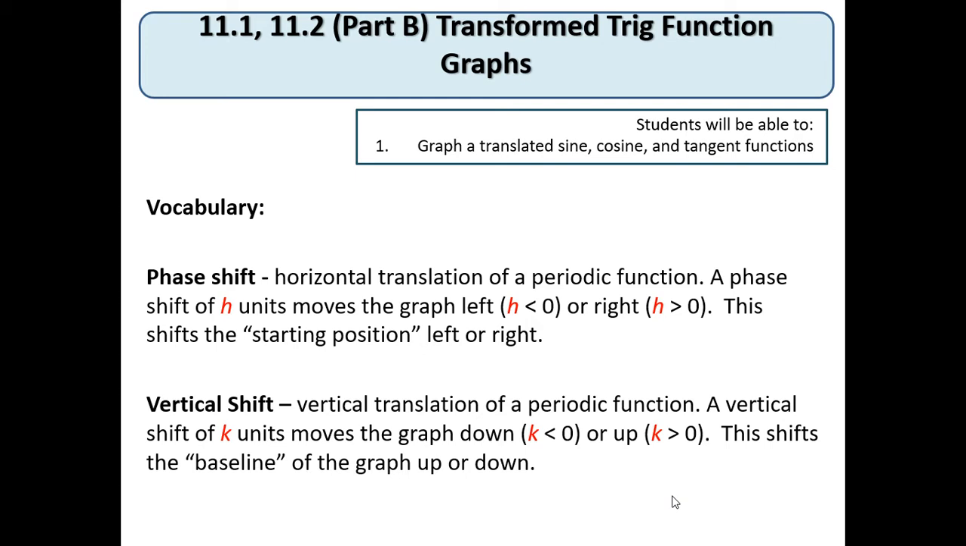A phase shift of h units moves the graph left if h is less than 0, or to the right if h is greater than 0. This shifts the starting position left or right. A vertical shift, up or down. Vertical translation of a periodic function. A vertical shift of k units moves the entire graph down if k is less than 0, or up if k is greater than 0. This shifts the baseline or the middle line of the graph up or down.